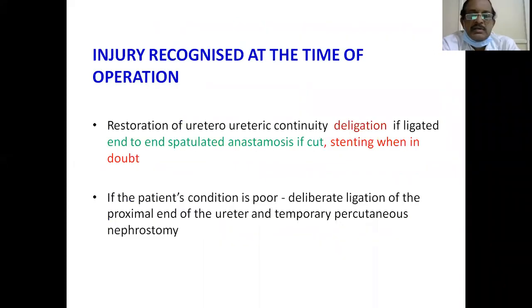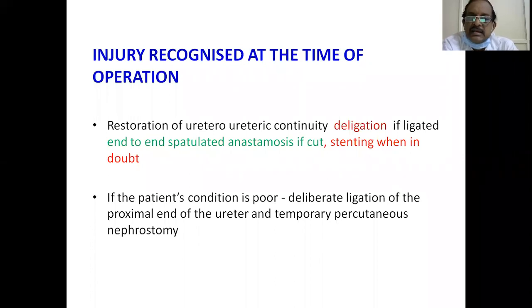So how to manage? The management depends on whether you recognize it at the time of the injury itself, or recognize it at a later time. If you recognize it at the time of injury itself, during the operation, you'll have to treat immediately. Restoration of the uretero-ureteric continuity is obligatory. If it is ligated, deligate it and put a stent. If you simply deligate, you have to put a stent so that it heals.